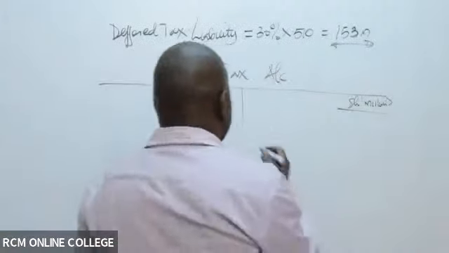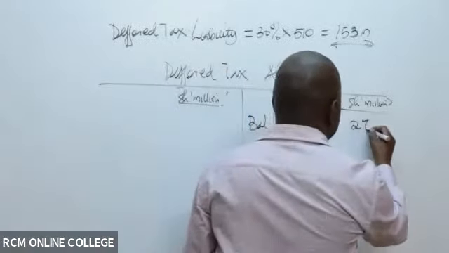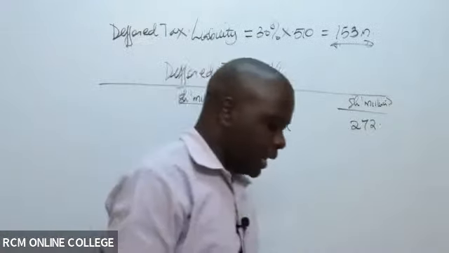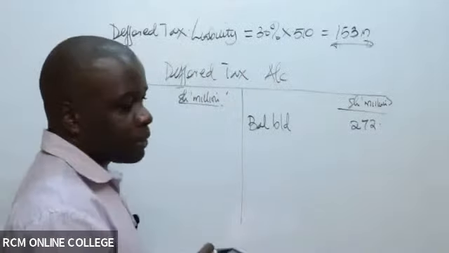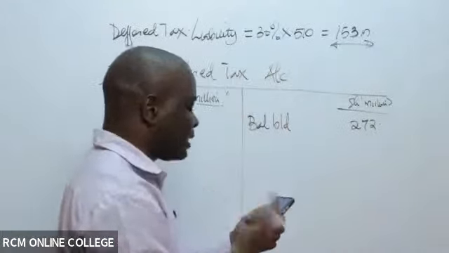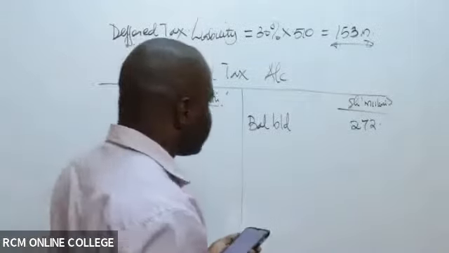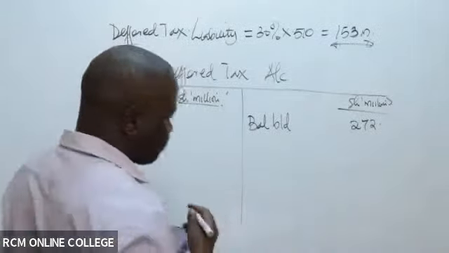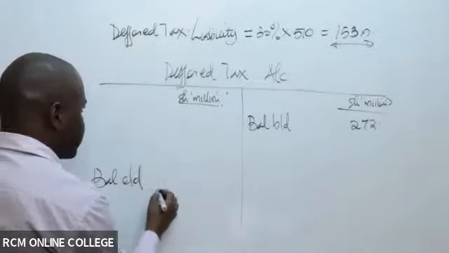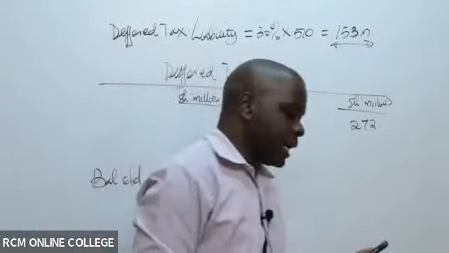So the balance brought down at the start of the year was 272 million. Then at the end of the year, we've already computed, in the first note, the relevant temporary differences, and eventually the deferred tax liability as of the end of the year. So the balance carried down of the deferred tax liability is exactly what we've got, 153 million.